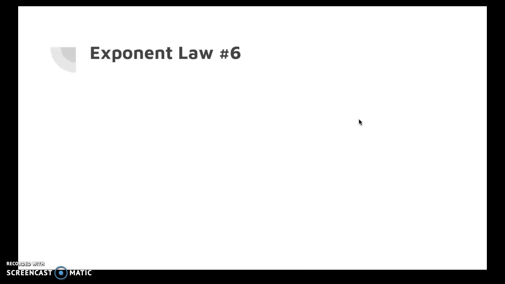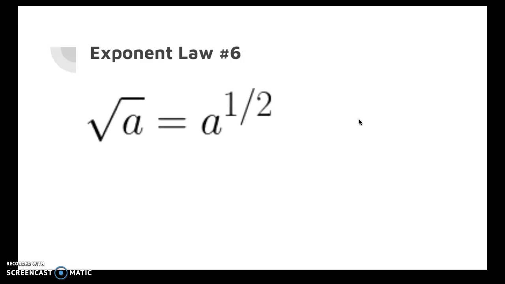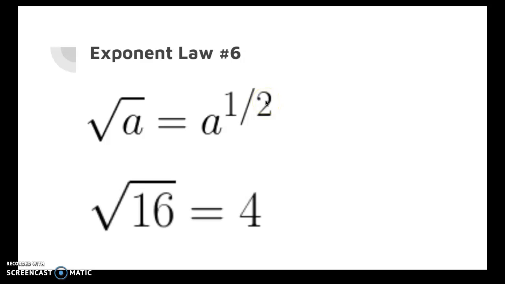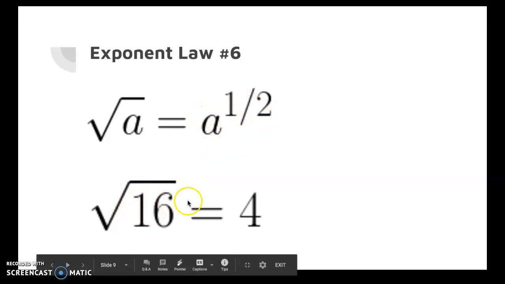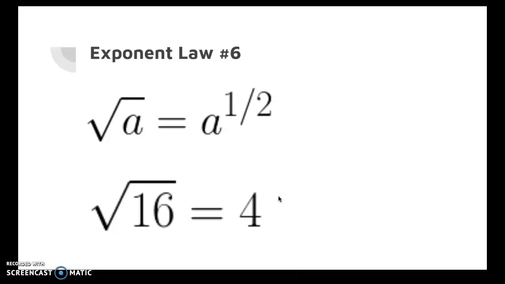Okay, exponent law number 6. This isn't really a law, but I just wanted to put square roots in here. Just so you know, if you ever see this, the square root of something is the base to the exponent of 1/2. An example, I'm not even going to use this notation, but the square root of 16 is equal to 4. I just wanted to go over that because you need to do that on your practice.